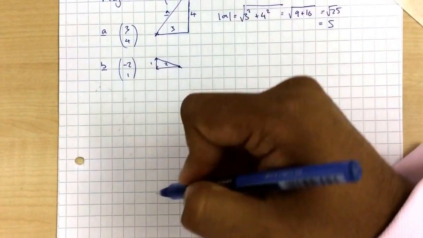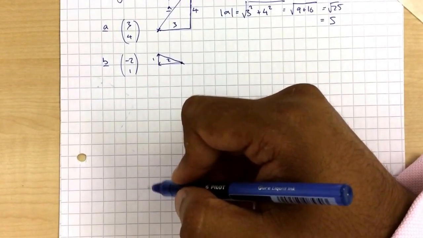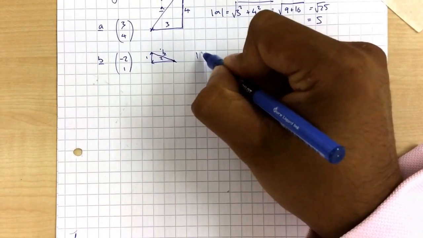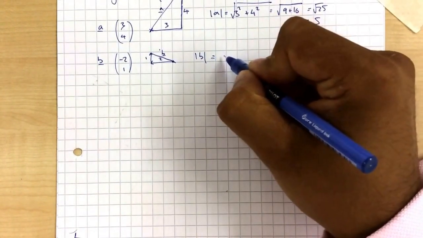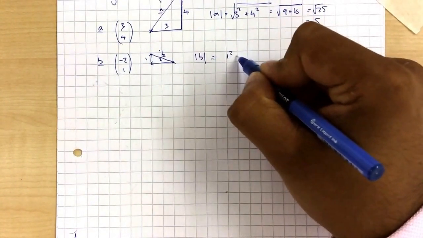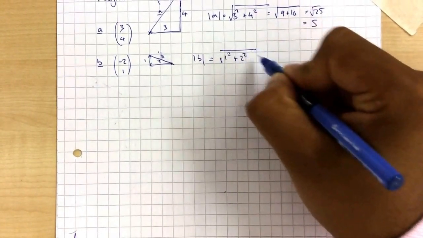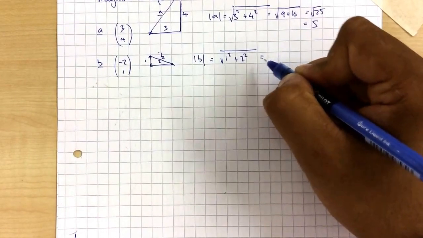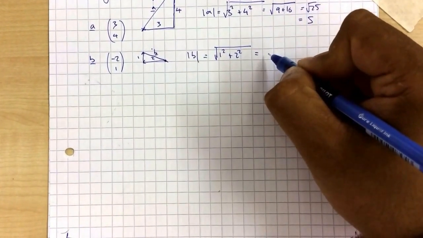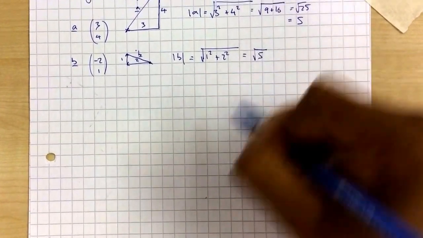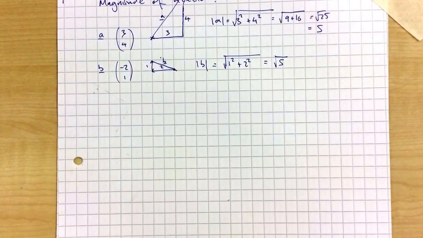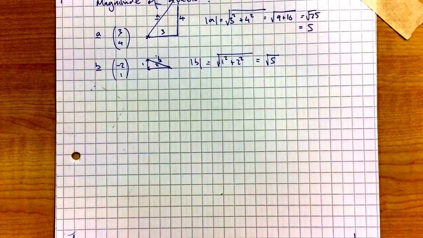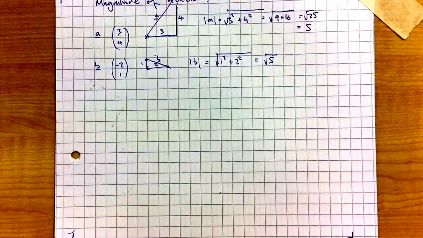Call that B. The magnitude of B is equal to the square root of 1 squared plus 2 squared, which is equal to root of 1 plus 4, which is root of 5. So the magnitude of B is root 5 units. Now that's roughly 2 point something, 2.2 maybe.